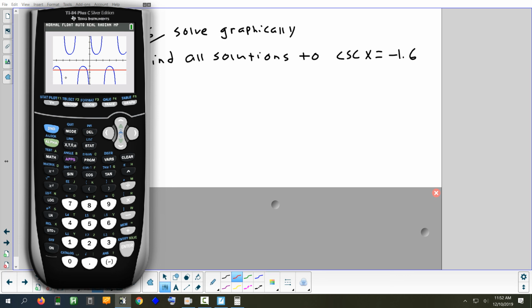What's the formula for the period of cosecant? 2 pi over b. And what's b in this case? 1. So the period of cosecant is what? It's just 0 to 2 pi. Let's not even look at more than that. If you look at more than that, you're just confusing yourself with other stuff. Let's just look at 1 cycle. Find all the answers in that cycle, and then those answers will repeat off the screen forever.